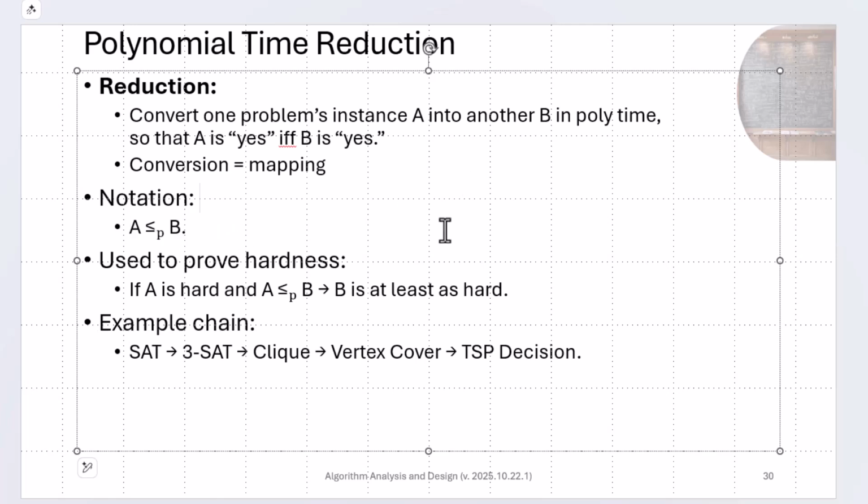It's very common for mathematicians, if they have a problem they already understand and know something about, to want to map another problem to it. Instead of finding a direct solution right away, they can map one problem to the other, and that tells them that if you can solve the one that you already know how to solve, you can solve the other one. It's used to prove hardness. So if A is hard and A ≤_P B, that means that B is at least as hard as A. Okay? So an example chain would be SAT, 3-SAT, clique, vertex cover, TSP decision problem.